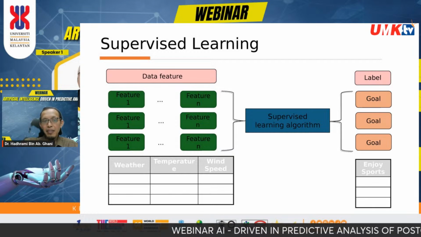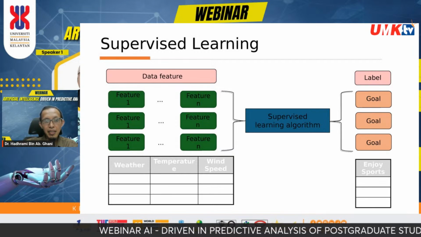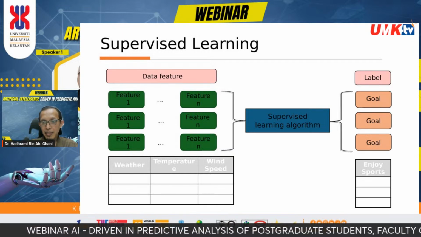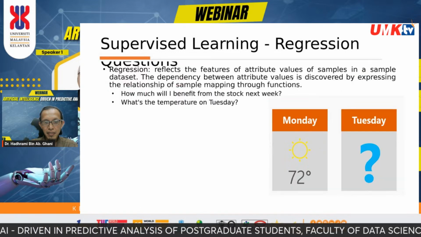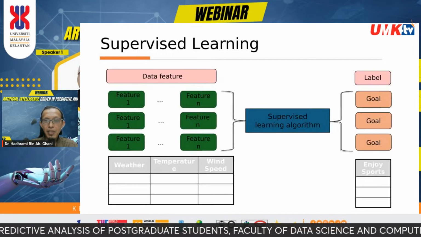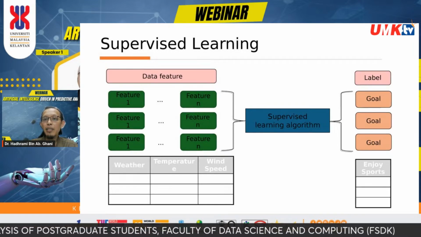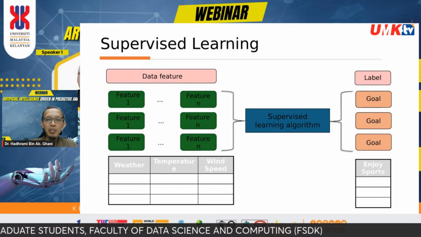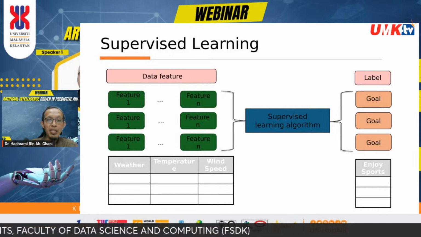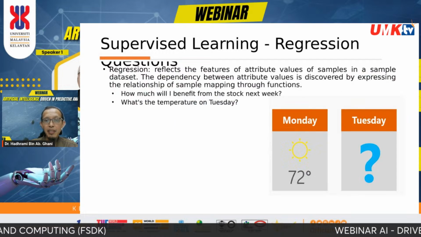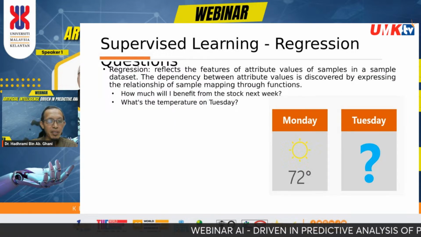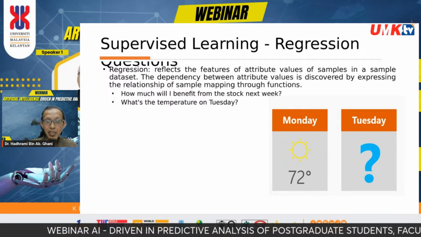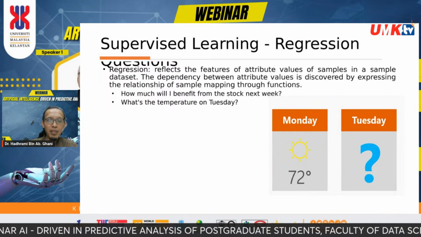Okay, this is supervised learning. Okay, you see here, in supervised learning, basically you already have the goal, the label. So by using the labels that you have, then you can start teaching or training the machine. Okay. Regression is for the case of data which is continuous in nature, like the temperature in this case. So it is continuous in nature, then we use regression.